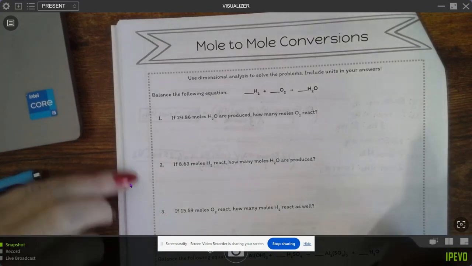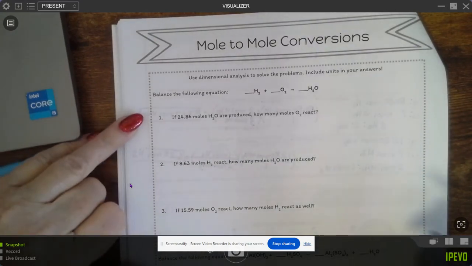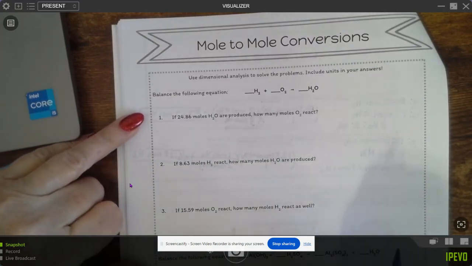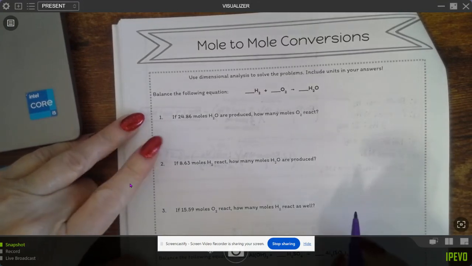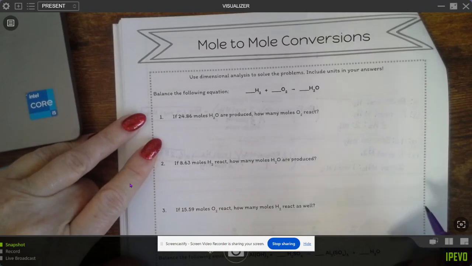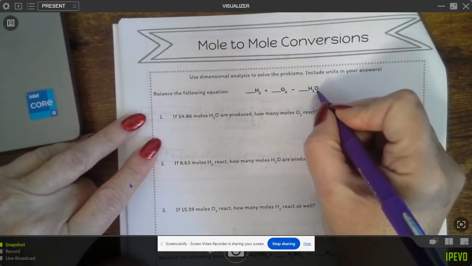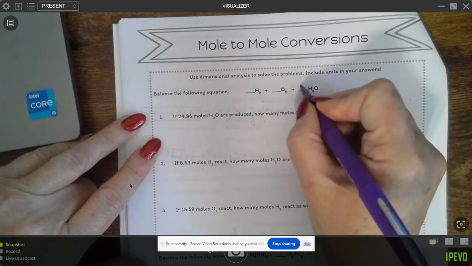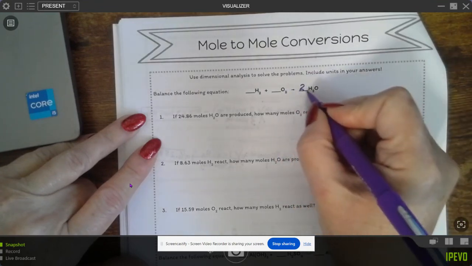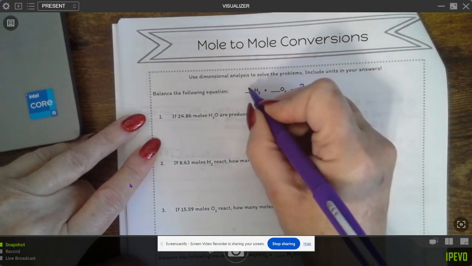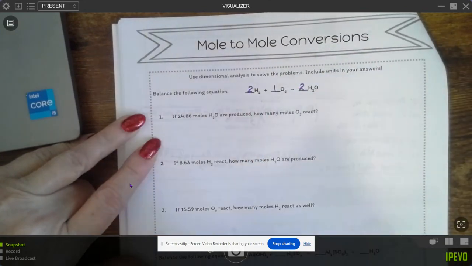So let's get going. Again, every time we do any kind of stoichiometry calculation, the first thing we have to do is balance our equation. So if I look at this, I can count. I only have one oxygen here. I have two over here. So I'm going to put a 2 here. That gives me 2 times 2 is 4 hydrogen. So if I put a 2 here, my equation's balanced.